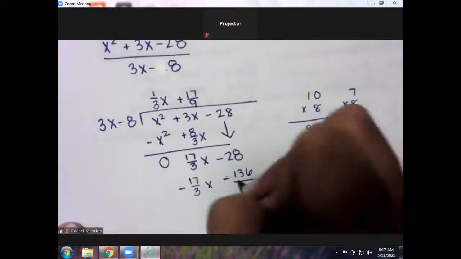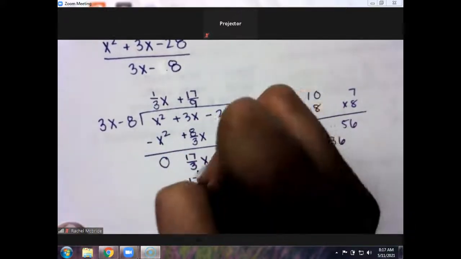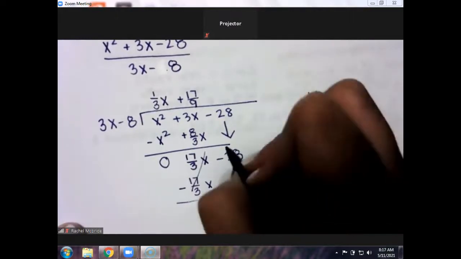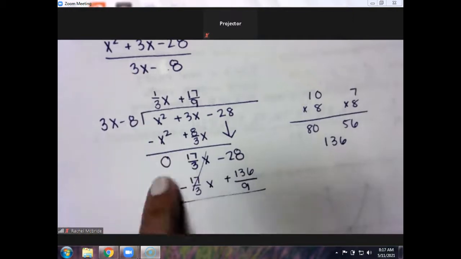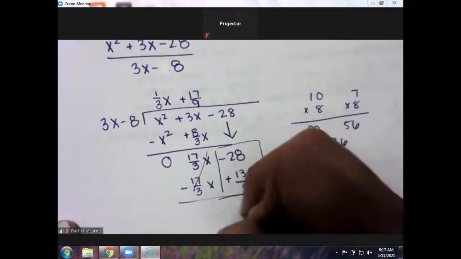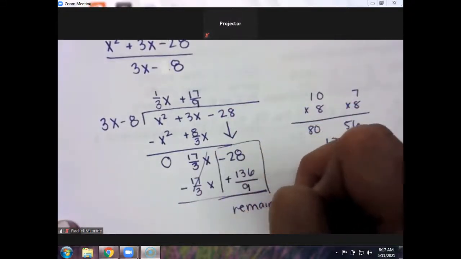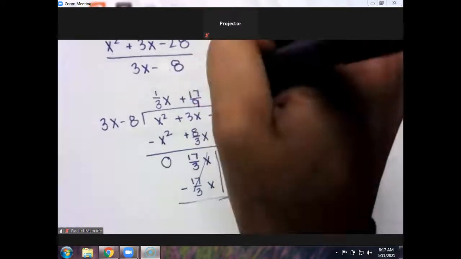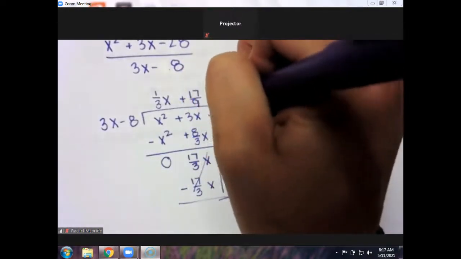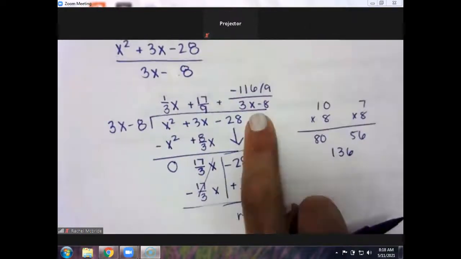We have to change our sign, so it's minus positive. So those two terms cancel. And your remainder is that negative 28 plus 136/9 all over 3x minus 8. So again, this right here becomes my remainder. And just for the sake of time, that gives you negative 116 over 9 over your divisor.